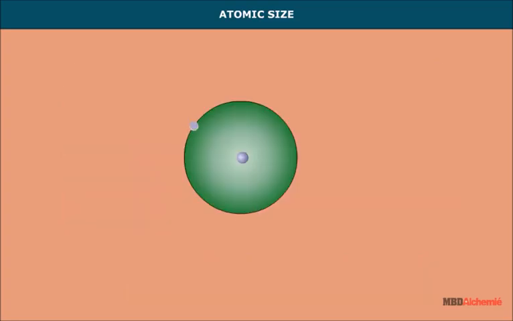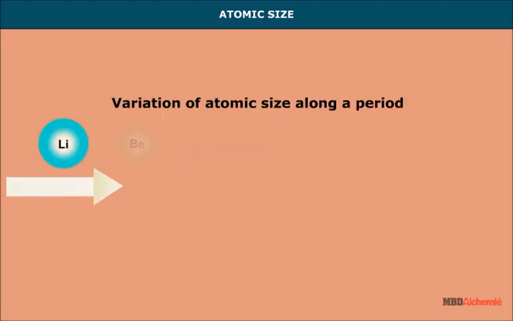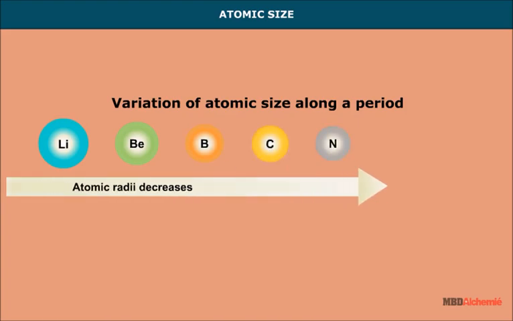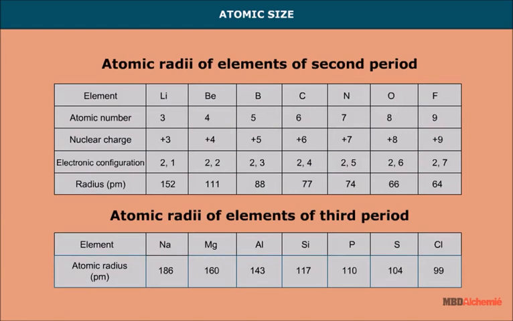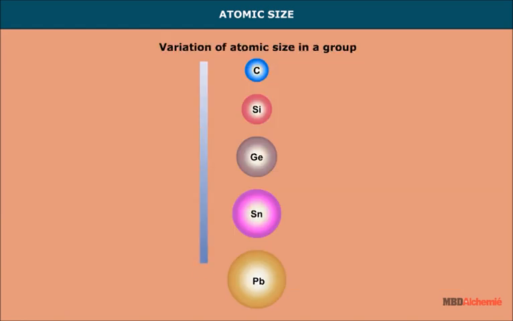Atomic size. The distance from the center of the nucleus to the outermost shell of electrons of an isolated atom is called atomic size. Atomic size decreases gradually across a period from left to right. Atomic size increases gradually as we go down a group.